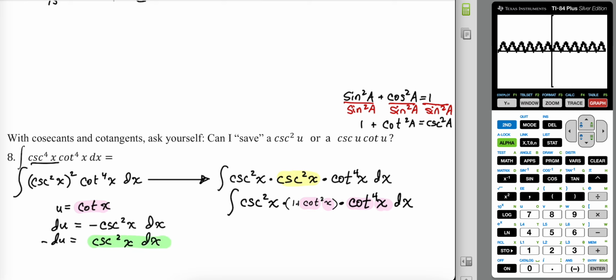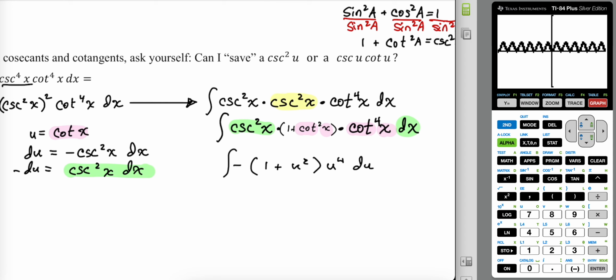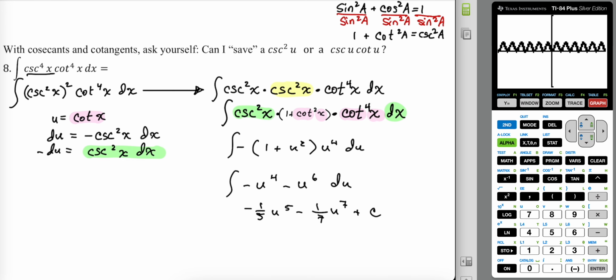Green is what I want to go for here. So this can go away now. So I'd be looking at negative 1 plus u squared times u to the 4th du. Little distributive property. Negative u to the 4th minus u to the 6th du. Integrate. Negative 1/5 u to the 5th minus 1/7 u to the 7th plus c. Bringing the u back in. Negative 1/5 cotangent of x to the 5th power minus 1/7 cotangent to the 7th of x plus c.